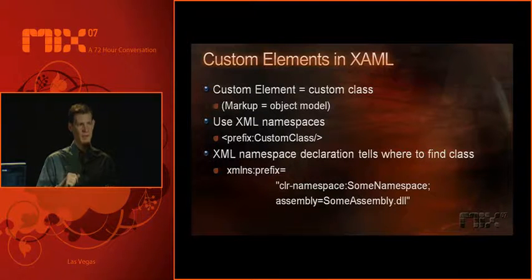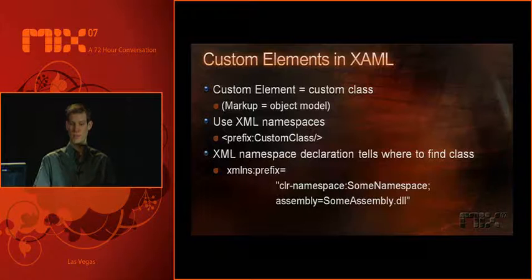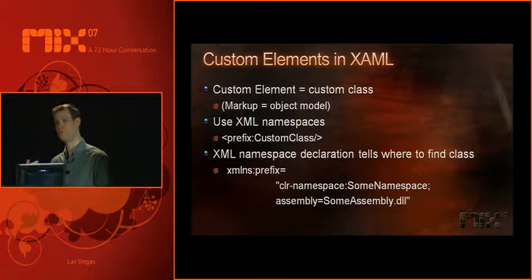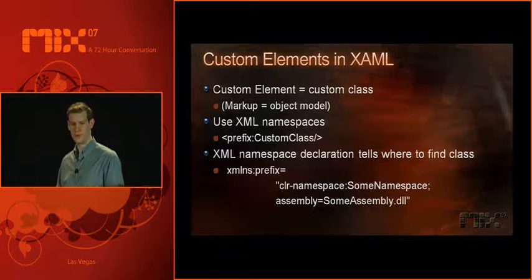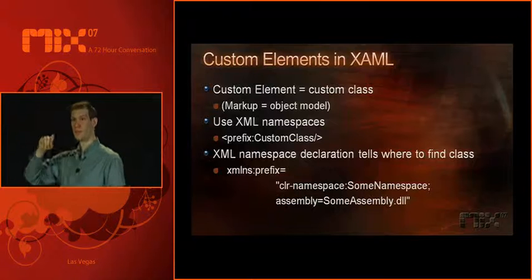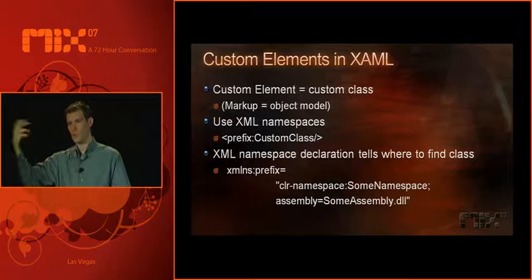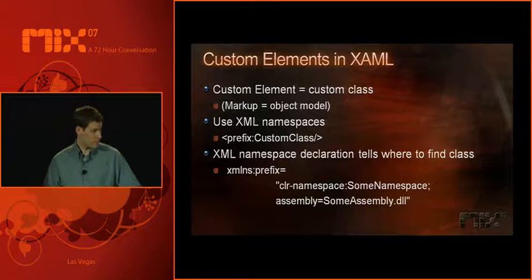And that xmlns declaration goes at the top of your file. In that, you need to tell Silverlight where to find this custom control. So here, it lives in the CLR namespace SomeNamespace, and in an assembly called SomeAssembly.dll. And then when you use that custom control, you have to give your prefix. It's just standard XML: angle bracket, prefix, colon, whatever the name of the element is you want to use. That's just standard XML namespace stuff.